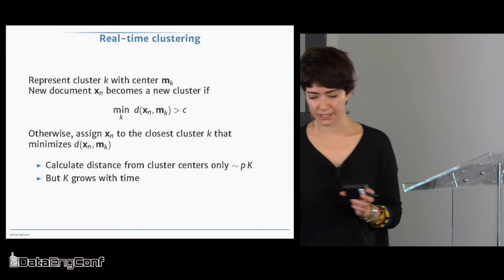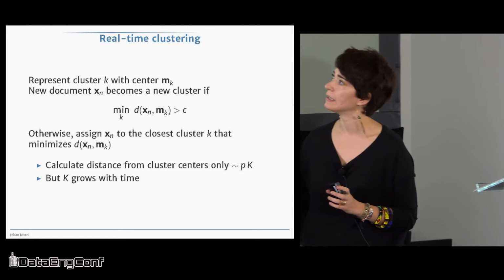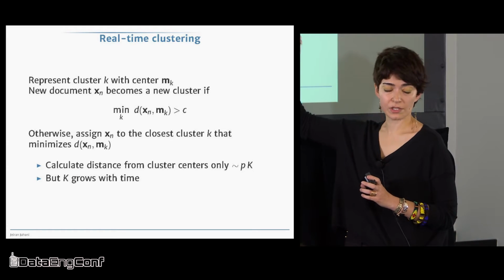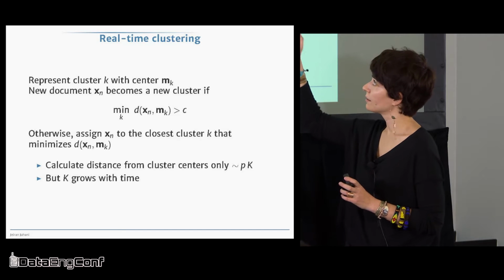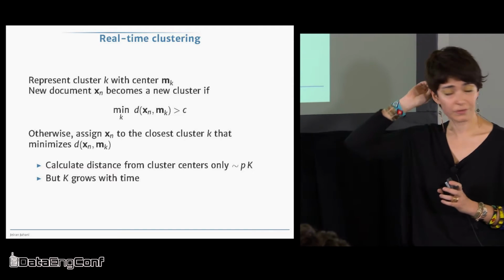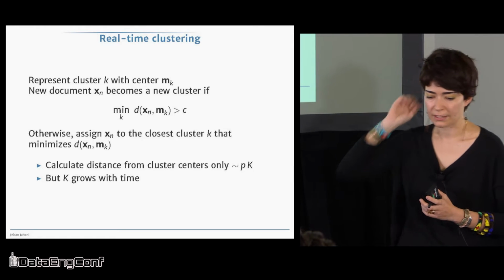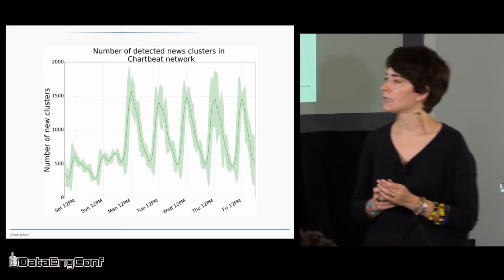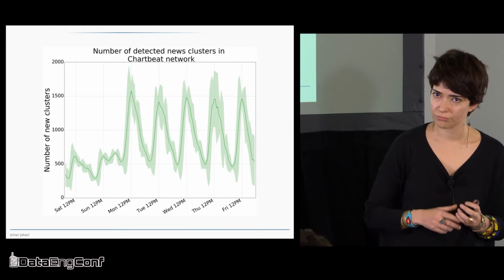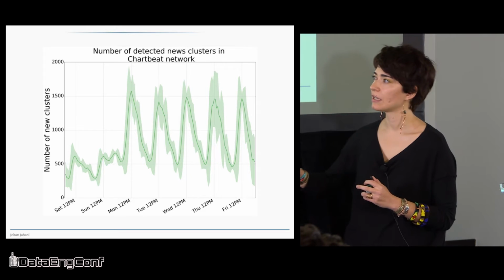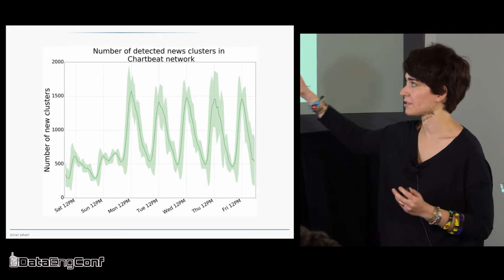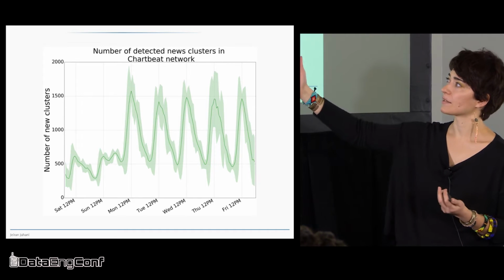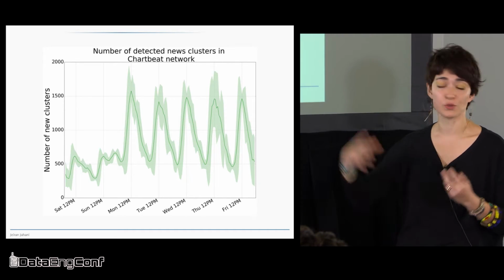So good, we made some improvements. Now, in calculating the pairwise distances, we reduced that from p n squared to p k. But still, as I said, this k, the number of clusters, is growing with time, and your lookup time will keep growing and growing. So let's assume that we've implemented the clustering, and we're detecting new clusters as they're appearing in time. This is the number on an hourly basis. As you see, this is how news stories are.